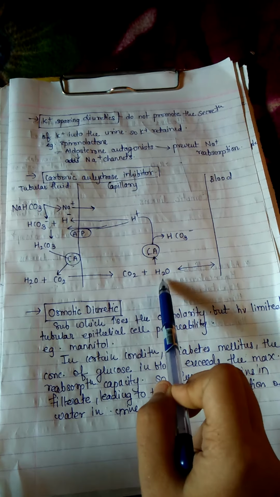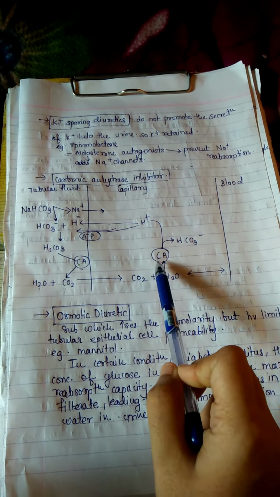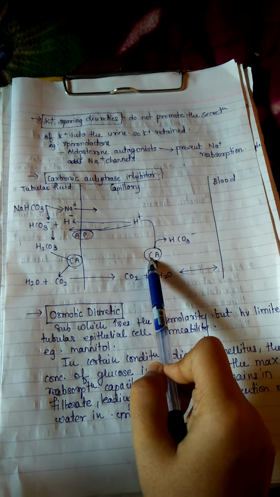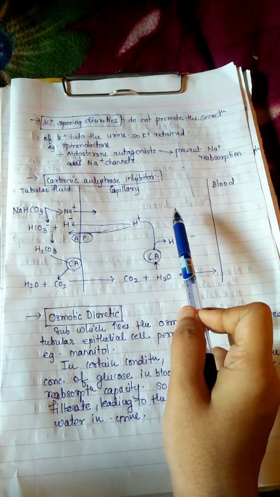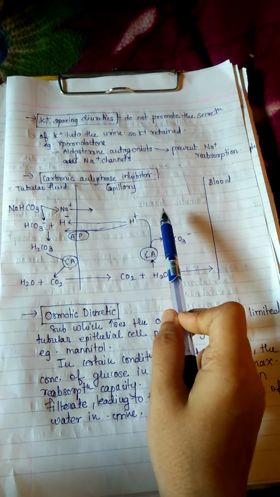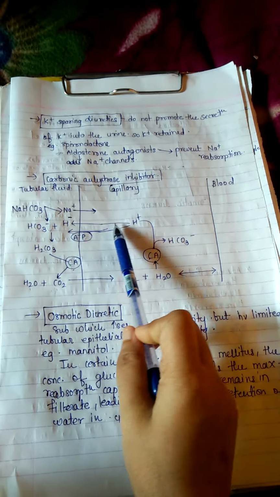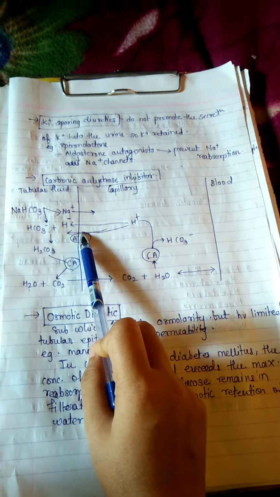This CO2 and H2O, which is already present, combine, and in presence of carbonic anhydrase, it will form HCO3 minus, H plus, and Na plus. Okay, Na plus remains in the capillary, H plus gets effluxed out from the capillary to the tubular fluid.